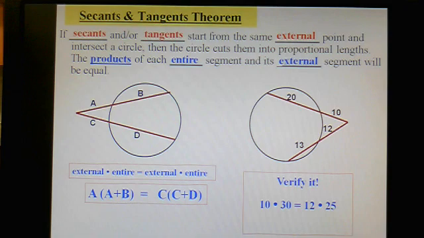So 12 times 25. So grab a calculator. What is 12 times 25? Or what's a quarter of 25? Sorry, not a quarter of 25. A quarter of 12 times 10. So if you multiply these out and you multiply these out, you get the same thing on both sides.